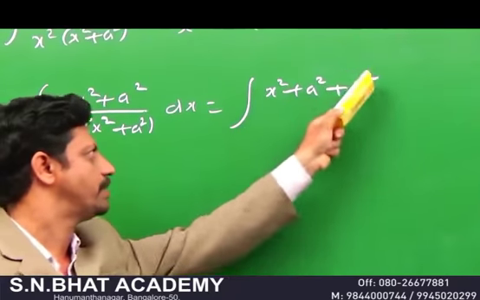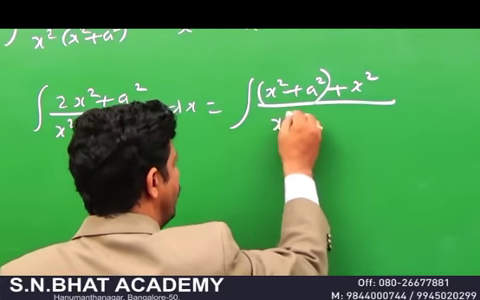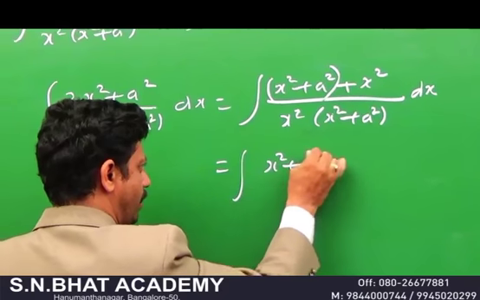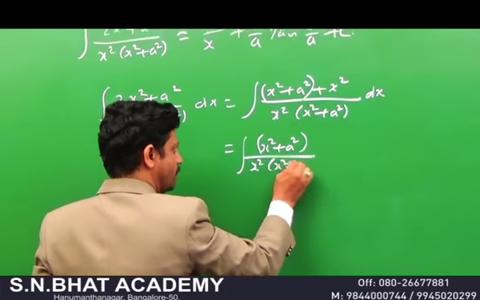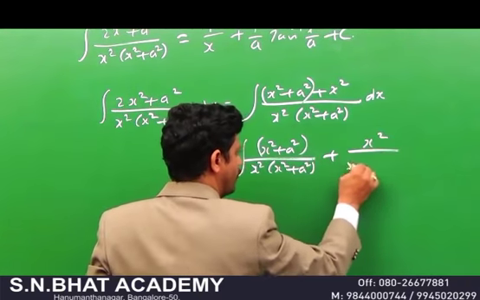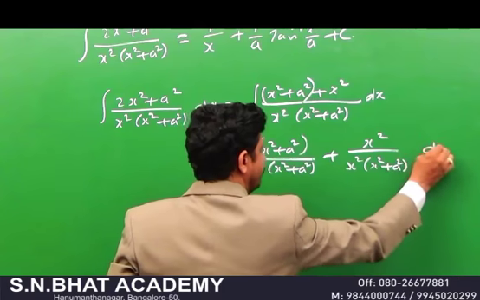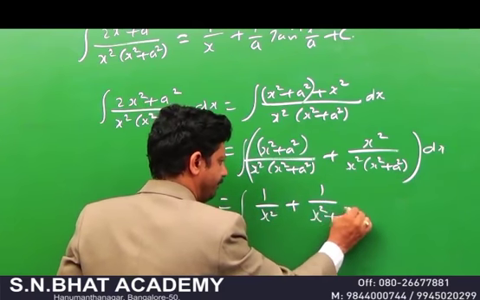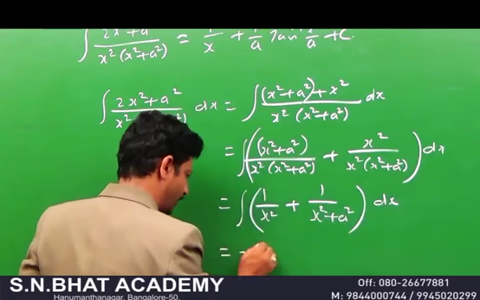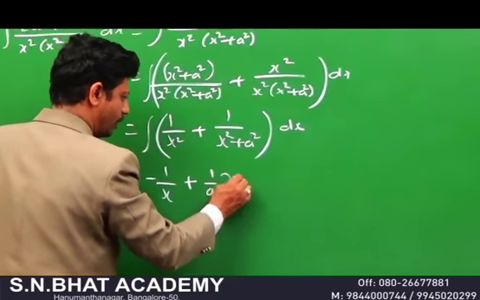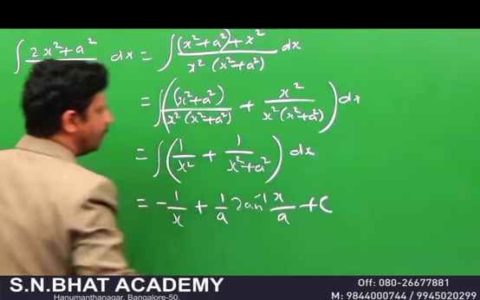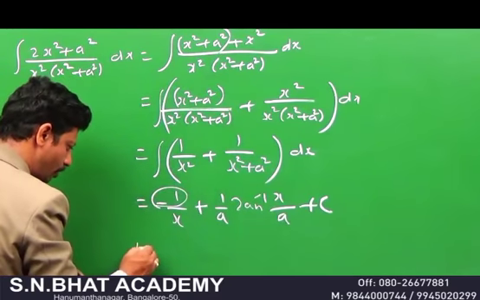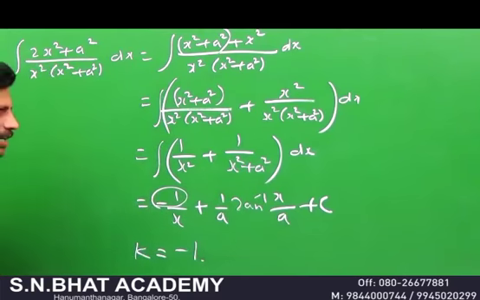So we have written 2x square as x square plus x square, divided by x square times x square plus a square. Now this can be written as x square plus a square divided by x square times x square plus a square, plus x square divided by x square times x square plus a square. And it is the integral of 1 by x square plus 1 by x square plus a square. For 1 by x square, the integral is minus 1 by x. For 1 by x square plus a square, it is 1 by a tan inverse x by a plus c. Now compare this answer with the given answer. Given answer is k by x. So in place of k, we have minus 1. So by comparing, we get k equal to minus 1. It is option.